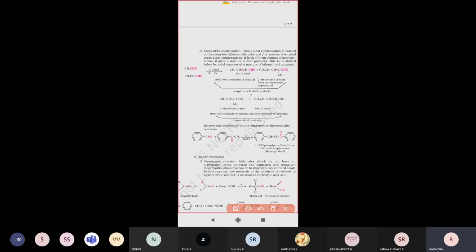Here we are taking acetaldehyde, CH3CHO. The functional group here is aldehyde. And another one, propanaldehyde, CH3CH2CHO, we are taking. So we are taking two different types of aldehydes, or if we take different ketones, those reactions are called cross aldol condensation.